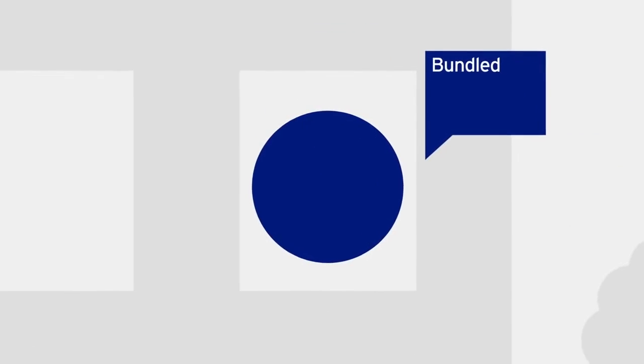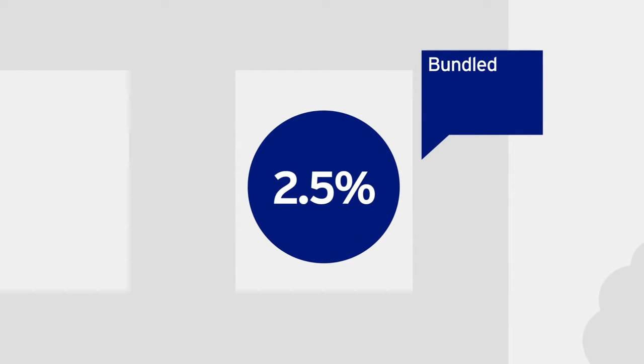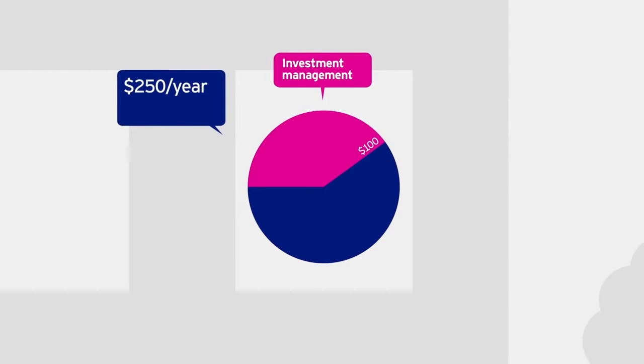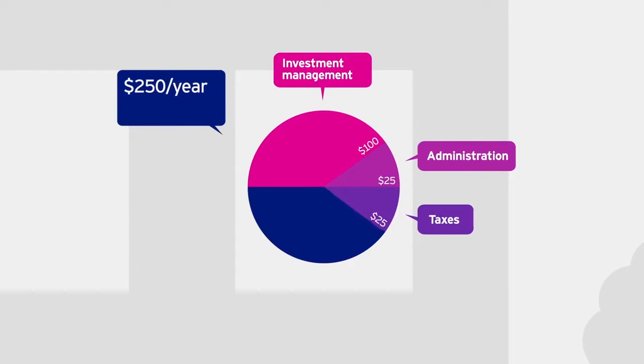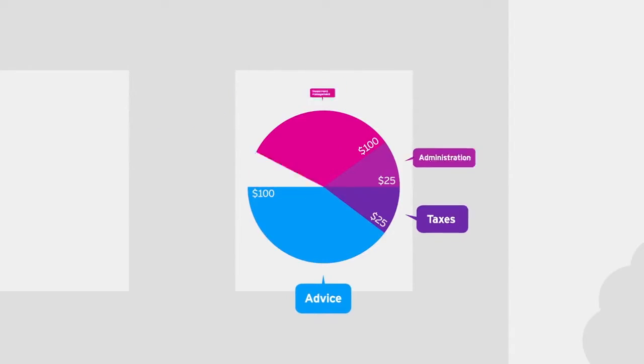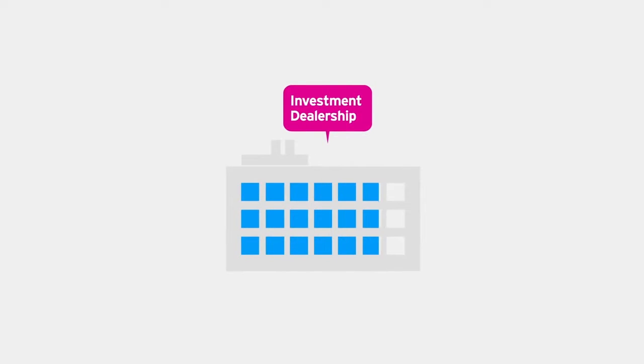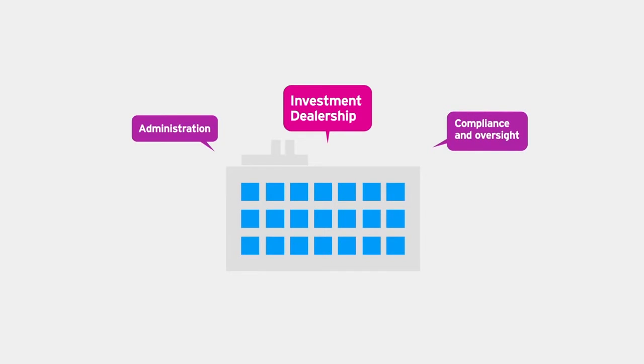In a bundled scenario that charges 2.5% annually, your first-year costs would total $250. Roughly half this cost covers professional investment management, administration of the fund, and taxes. The remaining amount represents the cost of advice and is passed along to the dealership your financial advisor is affiliated with. The dealer's portion pays for administration expenses as well as compliance and oversight costs.